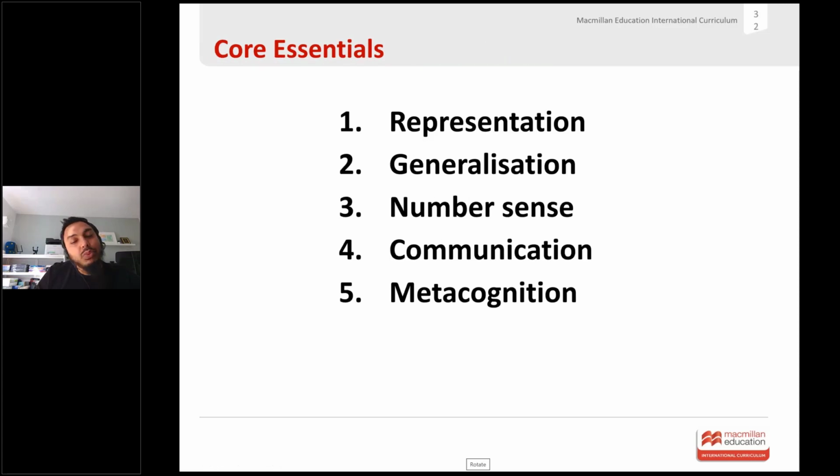And then we didn't speak much about this today, but we always talk about the core essentials of Singapore maths, which is representation, visualization really, generalization, trying to encourage generalizations as much as possible in our lessons, understanding numbers, number sense, and communication, allowing our children to communicate with each other, as well as communicate with us, giving us their thoughts and ideas, as well as metacognition, which is to think more about their thinking rather than just doing what the teacher says, but thinking more about why they're doing things as well.